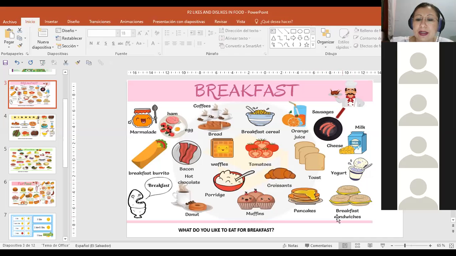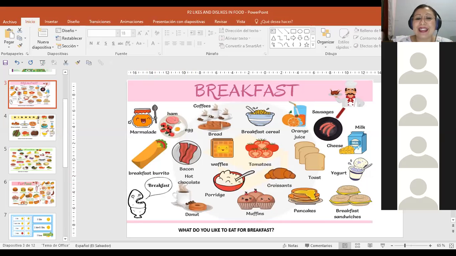Breakfast sandwiches. Pancakes. Croissants. Tomatoes. Waffles. Porridge. Muffins. Donuts. Bacon. Hot chocolate. Breakfast, you already said. Okay. Breakfast burrito.